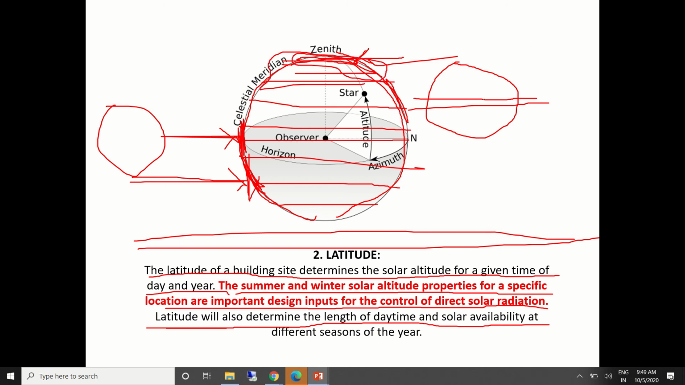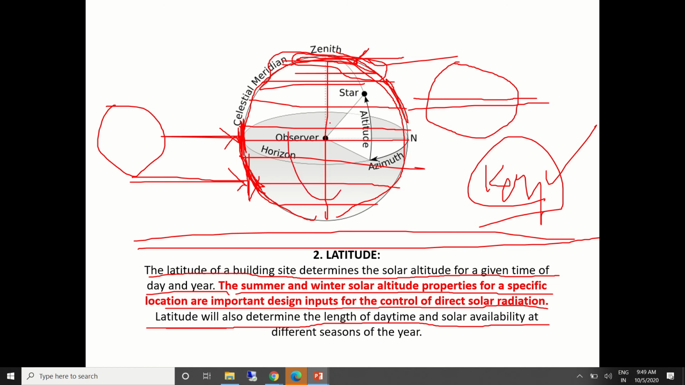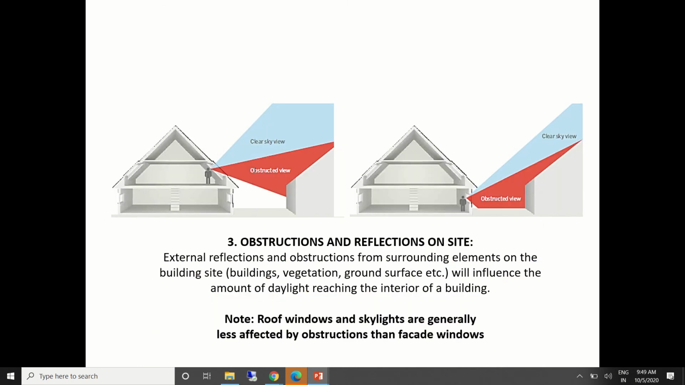So maybe when we discuss Köppen's climate classification, we will see in a little more detail how this works. Latitude is the second parameter that will also have an impact on the amount of daylight that we will receive over a period of time. Those are basically environmental parameters. The third parameter, and a very important one, is the obstructions from the site.